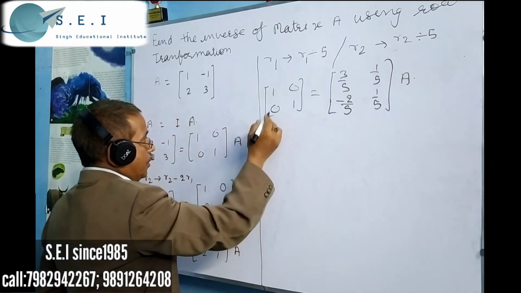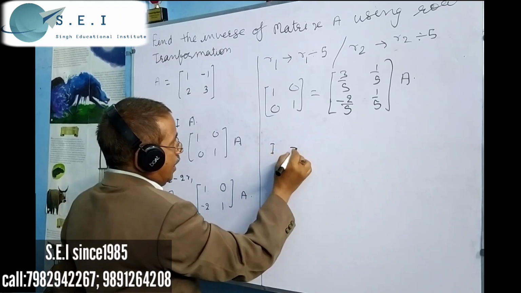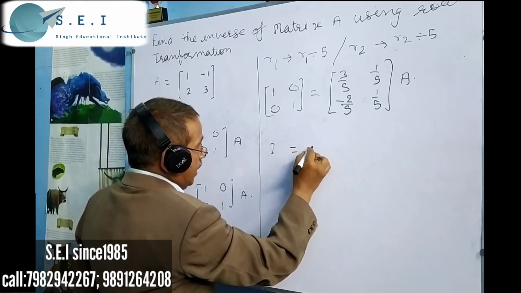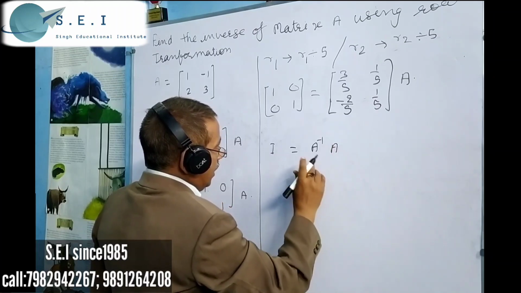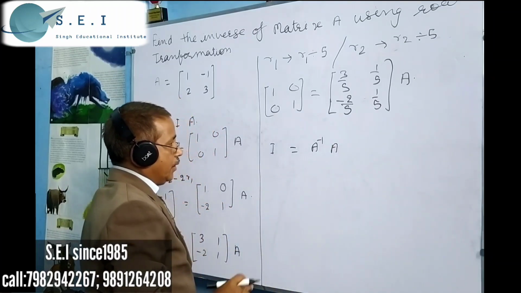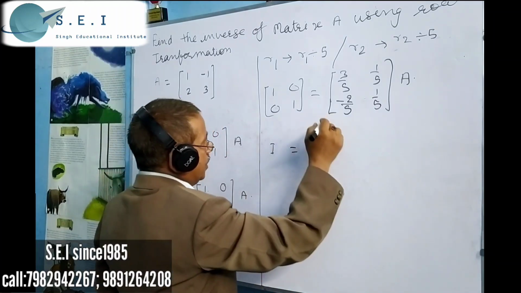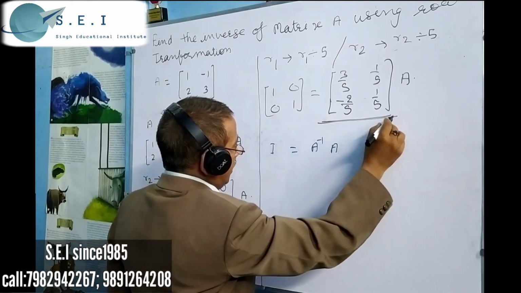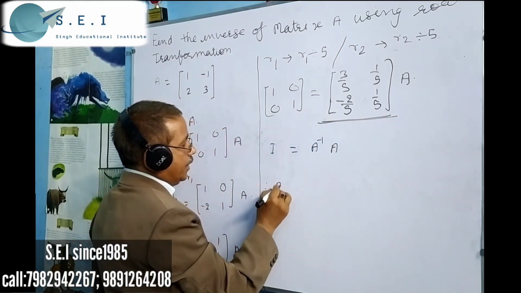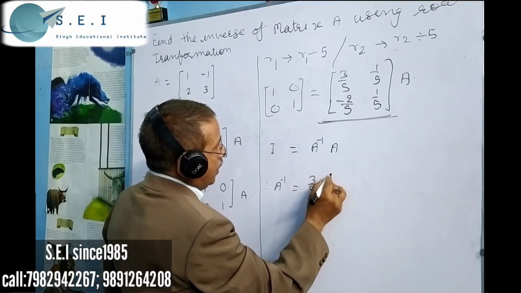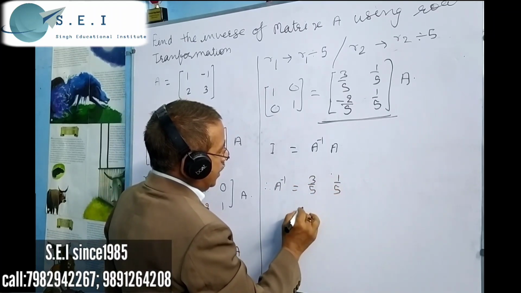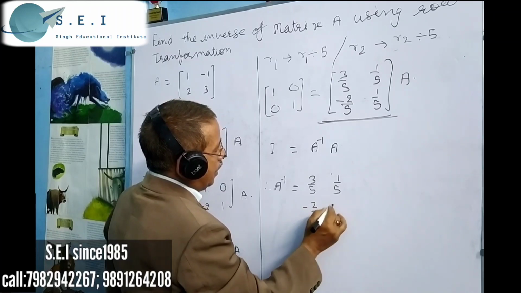It means this is I and this is A inverse, and this is A. A inverse is equal to I. It means this matrix is A inverse. Therefore, A inverse is equal to 3 upon 5, 1 upon 5, negative 2 upon 5, and 1 upon 5.